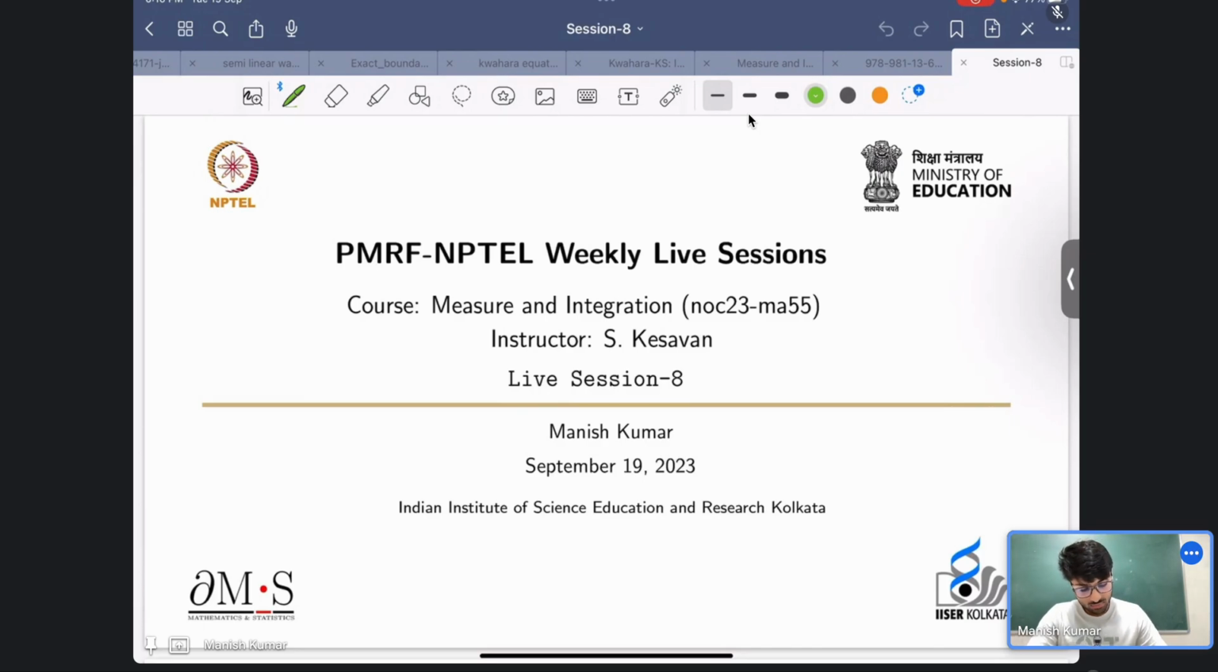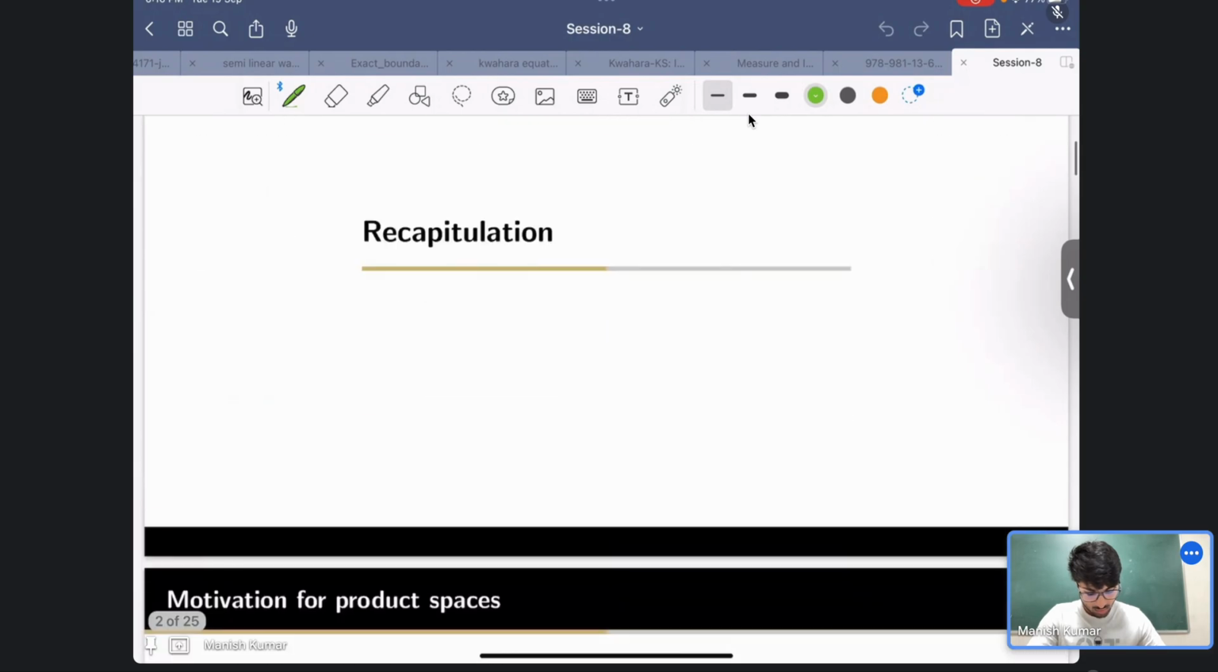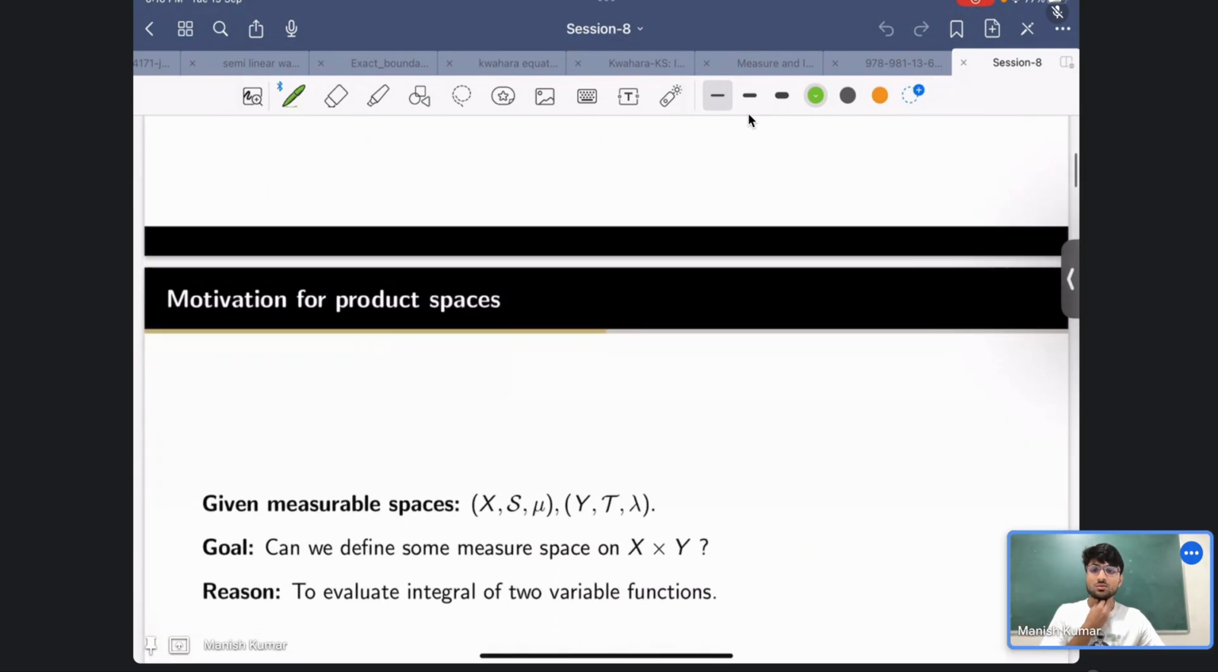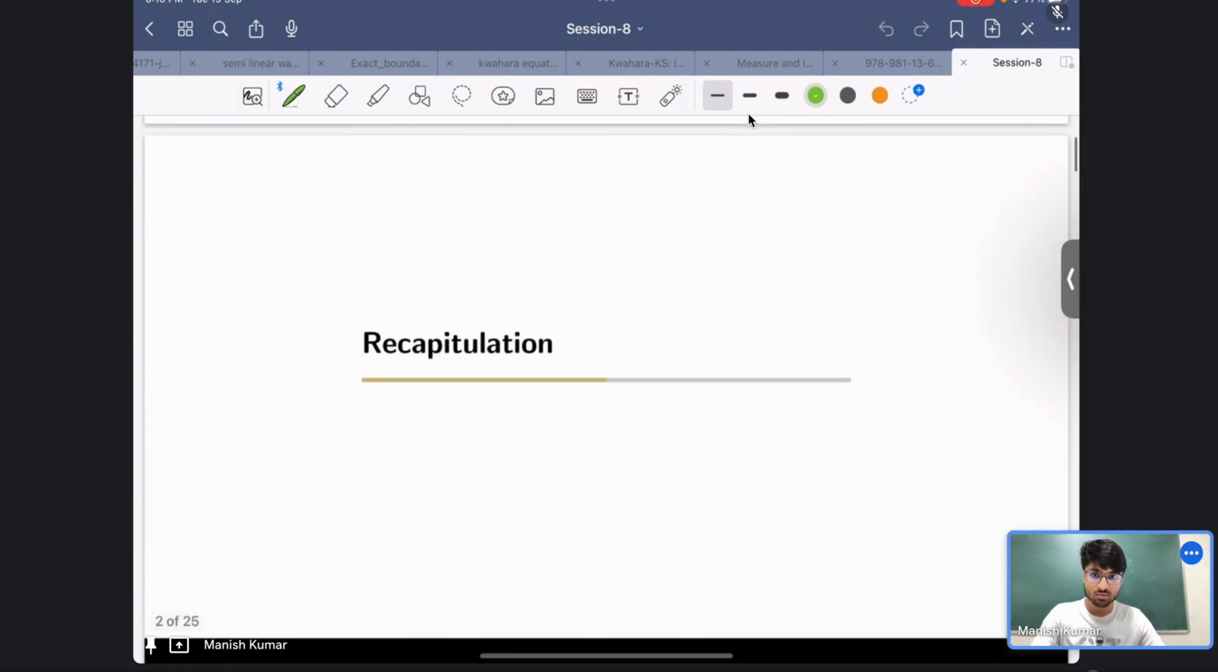Good evening, everyone. So today's session will discuss product spaces. Okay, so far we have seen measure spaces. Now we'll define measure. Suppose you have two measure spaces, let's say (X, S, mu) and (Y, T, lambda). So these are sigma algebras, and these are the measures mu and lambda.